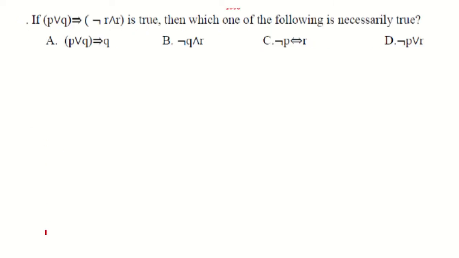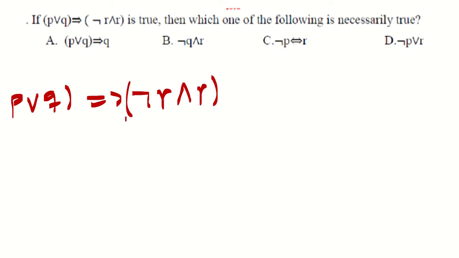The next one again, it says P or Q implies negation R and R. This is given to us. The whole thing is true, given to us. Which one of the following is necessarily true? By the way, negation R and R is false.